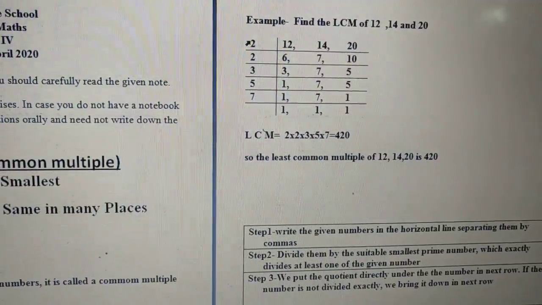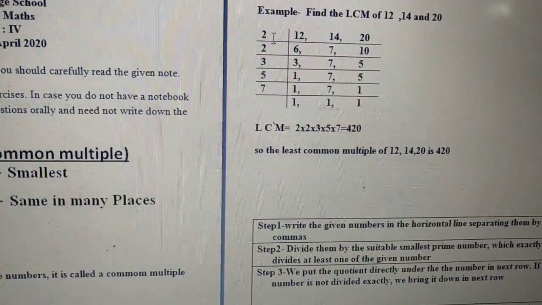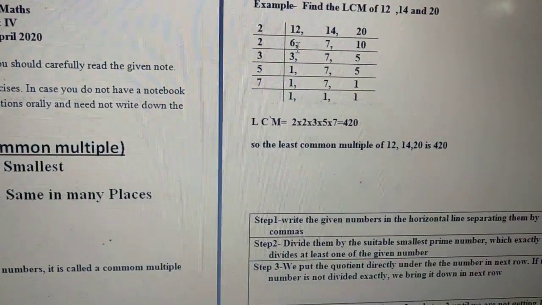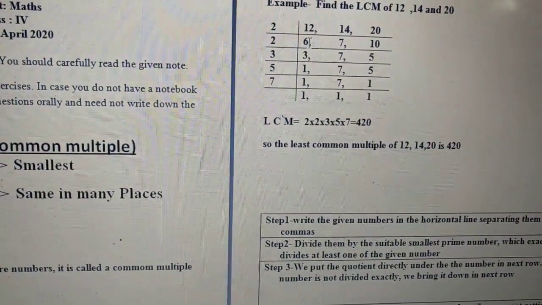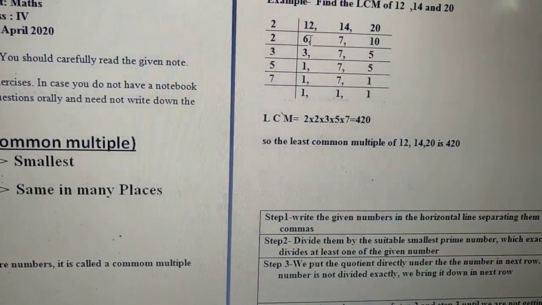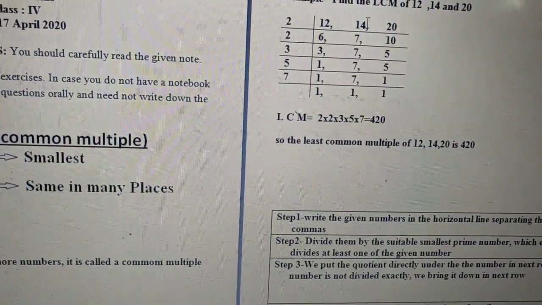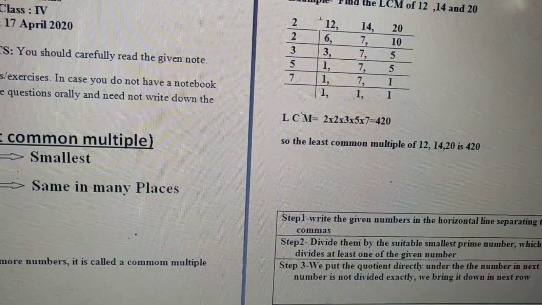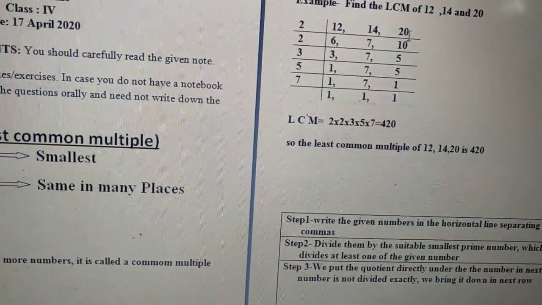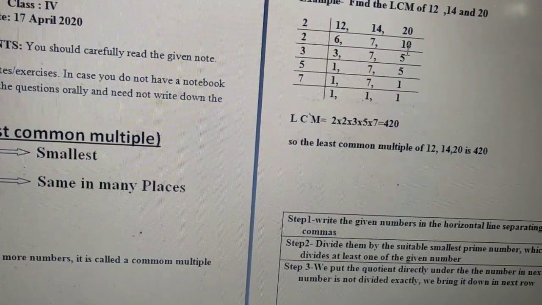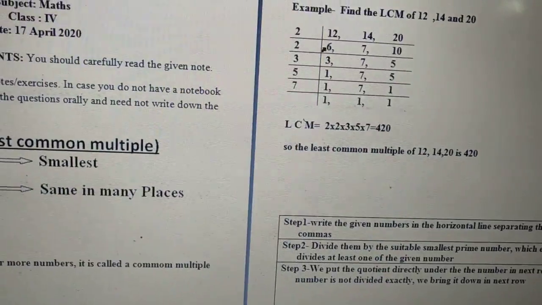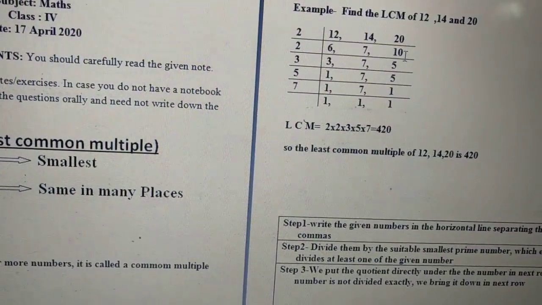When I am dividing 12 by 2, I am getting the answer 6. That answer we are writing in the next line. 2 sixes are 12, the quotient which we are getting. So in the second line I have written 6. Then 14 I am dividing by 2. 14 divided by 2 is 7. In the second line I have written it. Then 20 divided by 2, the answer is 10. That is also written in the second line. Now we have the numbers 6, 7 and 10.